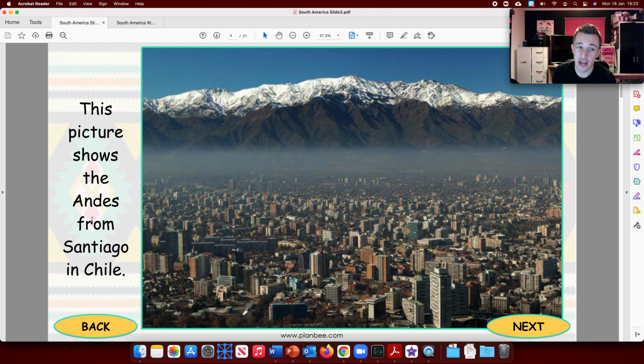Okay, so this picture shows the Andes from Santiago in Chile. You can see how close it is to the city. Big city, massive mountain range. This is a view of the Andes from a town in Peru. Slightly different. These don't seem quite as tall here.